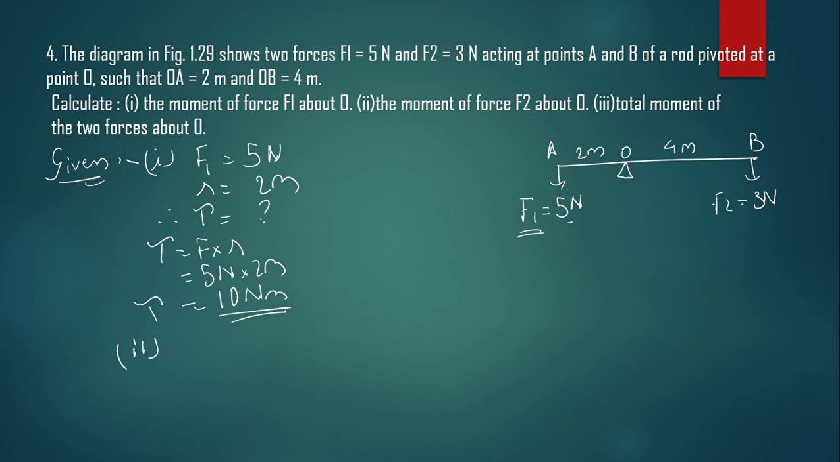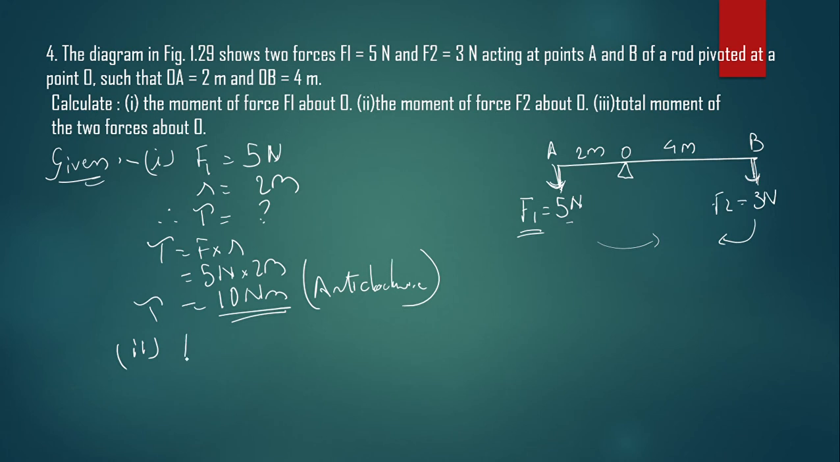Second one, the moment of force by F2. Now this force is working downwards, that means it is working in an anti-clockwise direction. So this torque is in anti-clockwise direction. Now because of this force at point B, it would be in a clockwise direction. So let's see how much clockwise torque has been generated, the moment of force by F2 about point O.